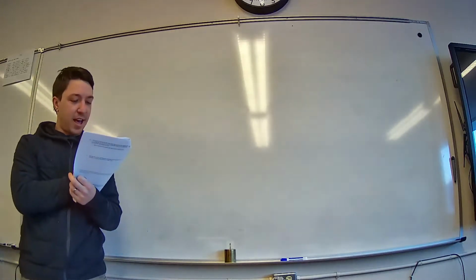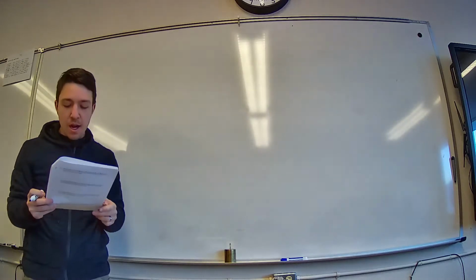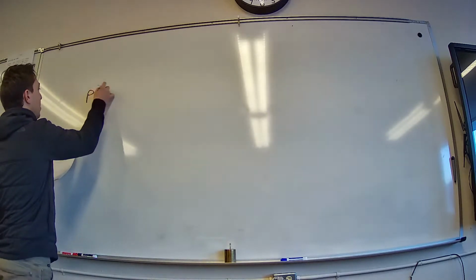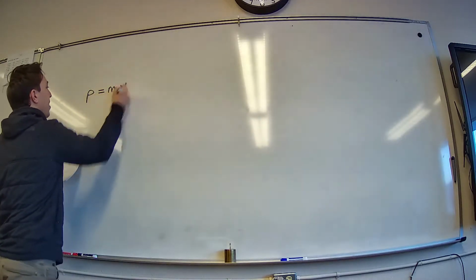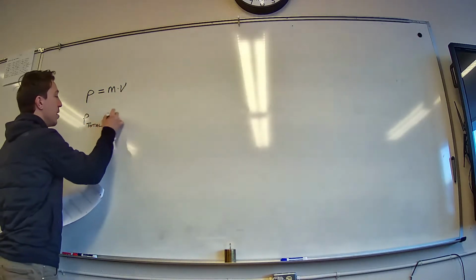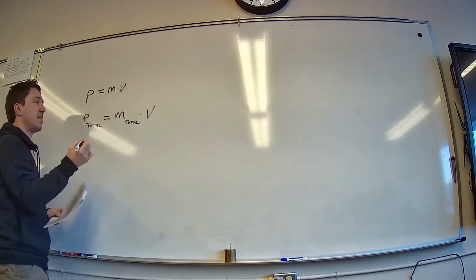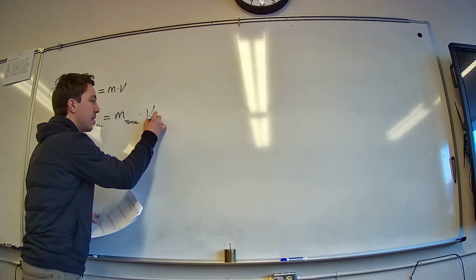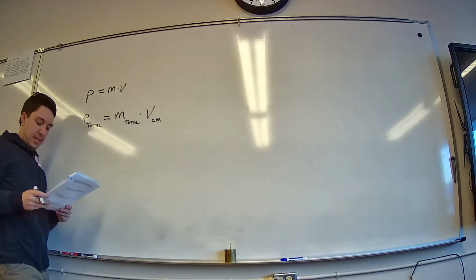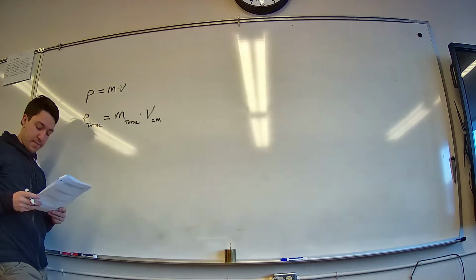All right, so let's look at 20, because I want to show you that idea from yesterday, which was this. So what's momentum? Momentum is mass times velocity. So the total momentum, this is what we derived, is the total mass times the velocity of the center of mass. Okay? So watch how easy 20 is.